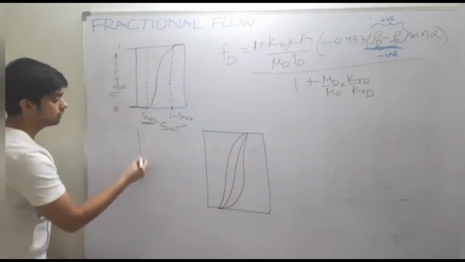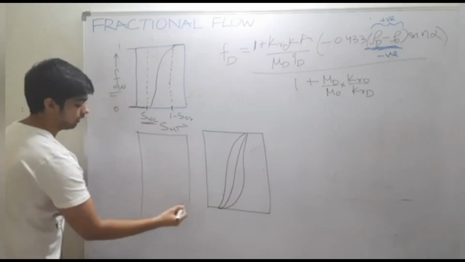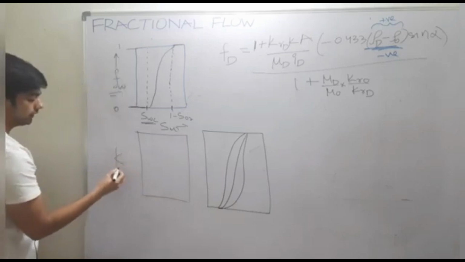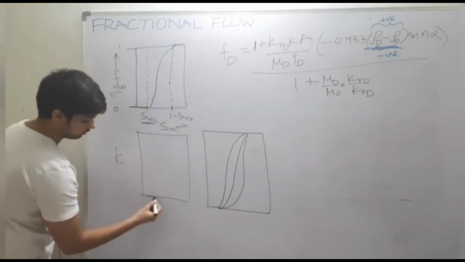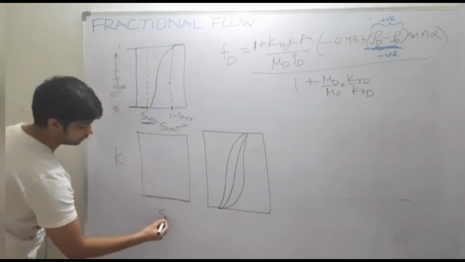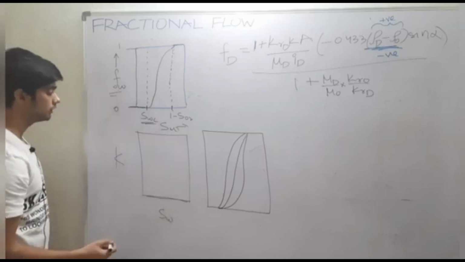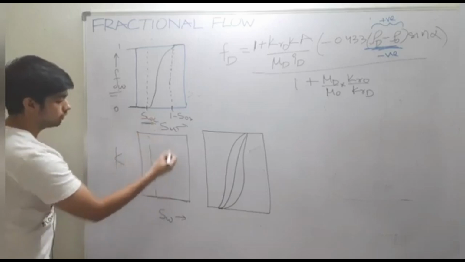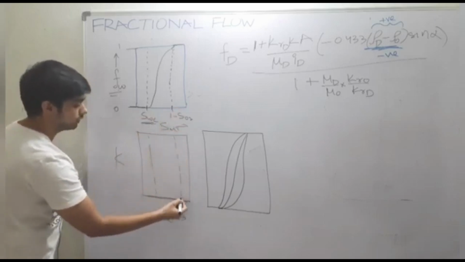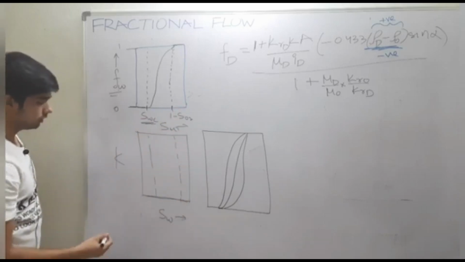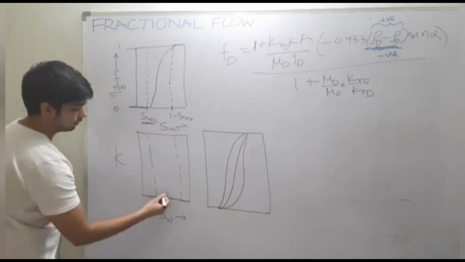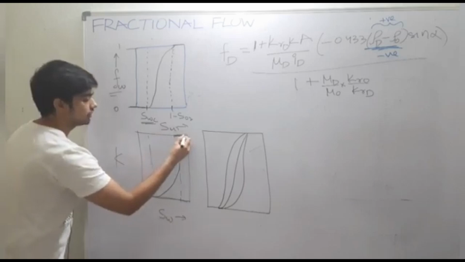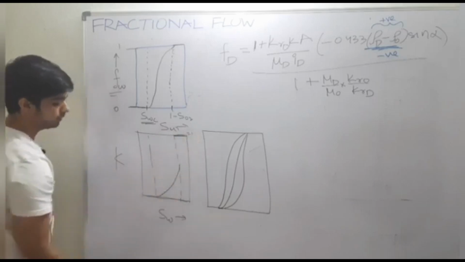And also you can correlate this curve with permeability curve also. There is a permeability in y direction and saturation of water in x direction, which is increasing this way. This will be your connate water saturation, this will be 1 minus SOR, and therefore the permeability of water will increase in this direction. It will become straight line equal to 1 beyond this point.